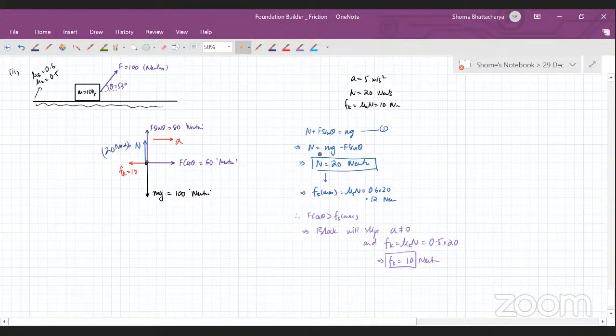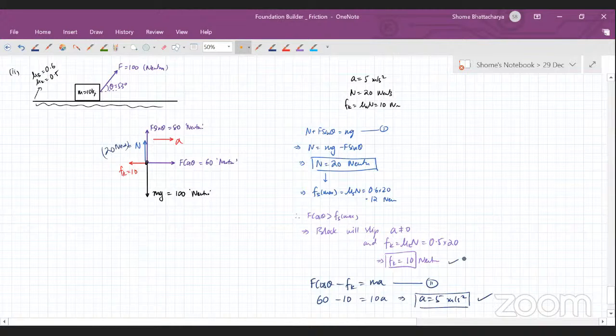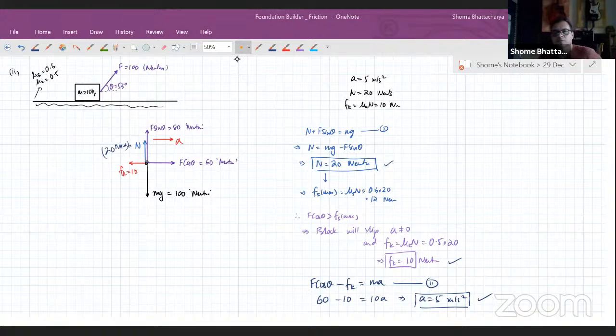So the other equation for the block will be F cos theta minus kinetic friction is mass into acceleration. That will be our next equation. So F cos theta is 60, kinetic friction is 10. So you can see that the acceleration will be 5 meters per second square. This is the acceleration, this will be the frictional force acting, this is the normal reaction. So these are all the critical values that you require in this question.